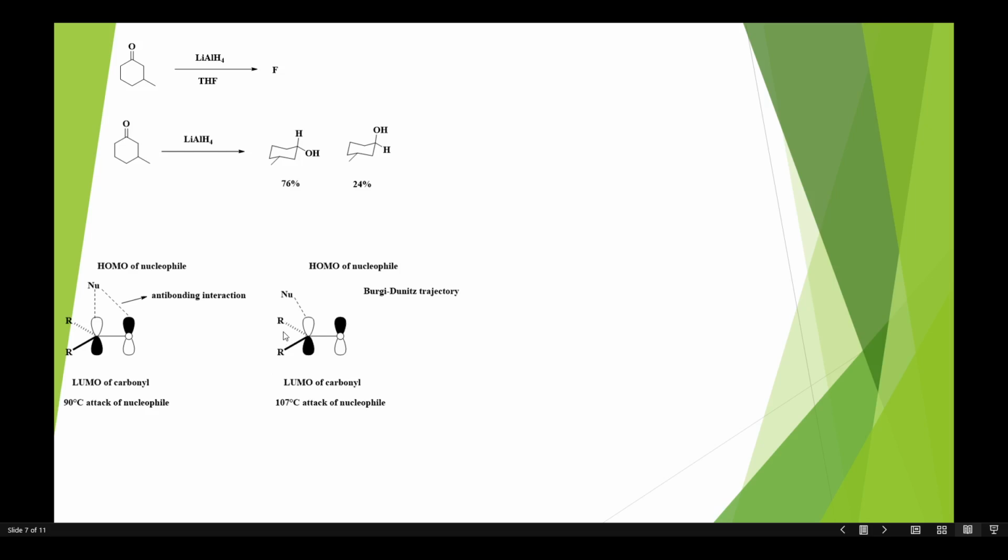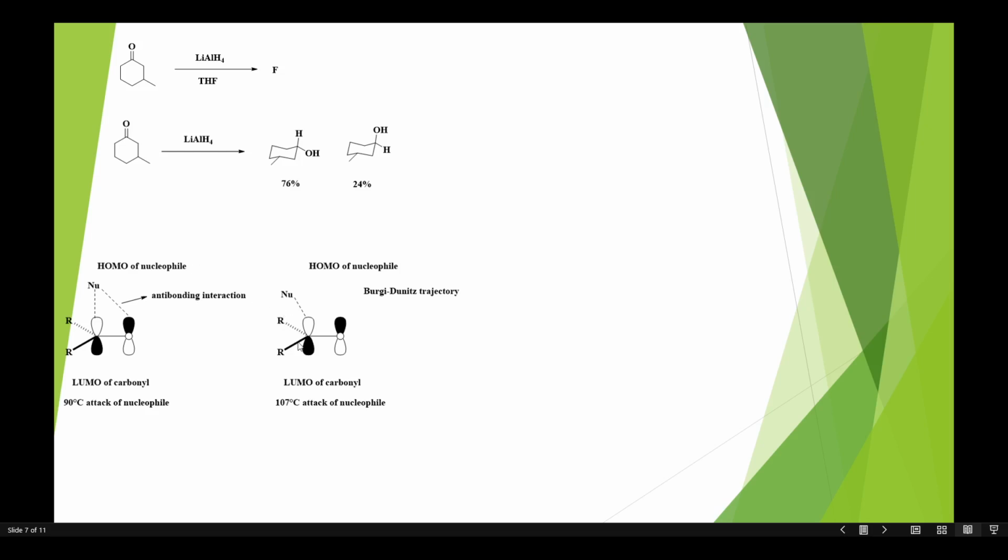If you attack from 130 or 140 degrees, the steric hindrance will be more, but the antibonding interaction will be very little. There won't be any kind of antibonding interaction with oxygen.